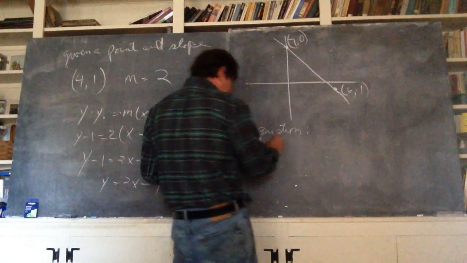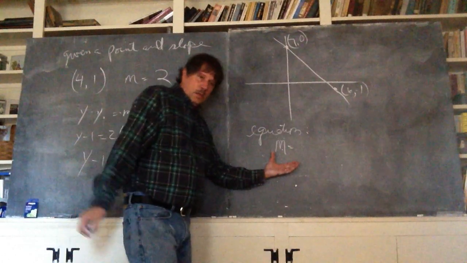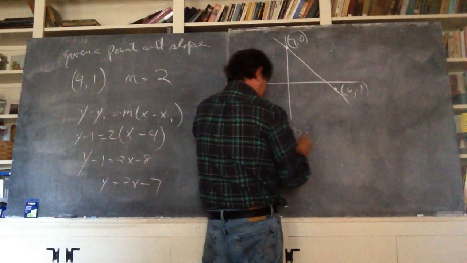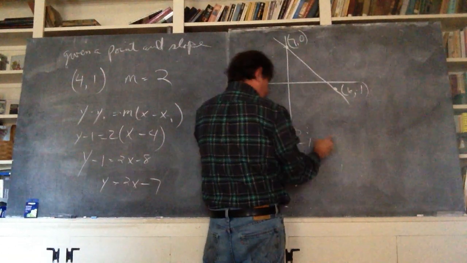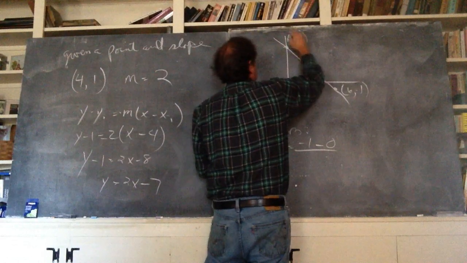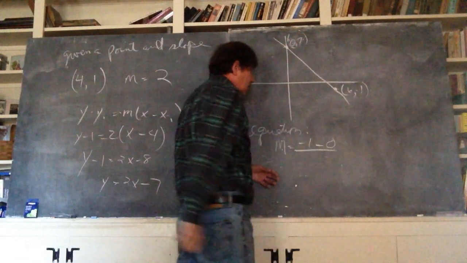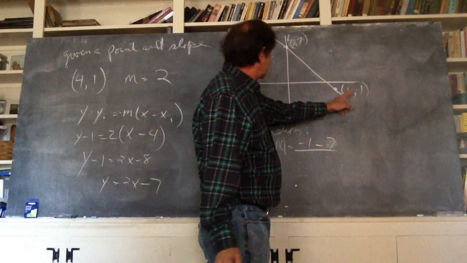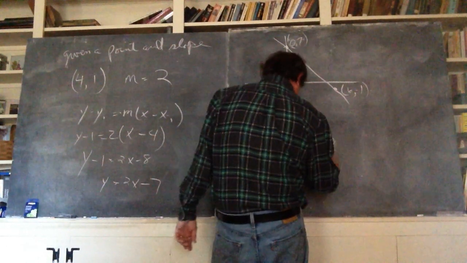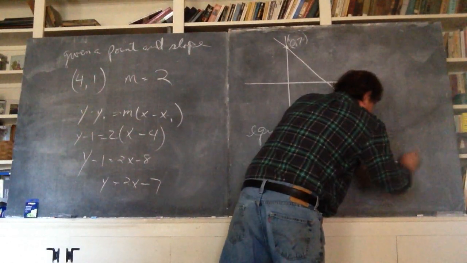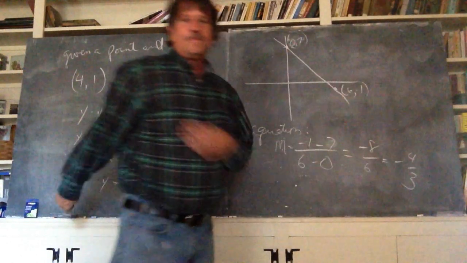Well, first off, we need a slope. Slope is, well, change in y's over change in x's. Negative 1 minus 7, and then change in x's, 6 minus 0. Negative 8 over 6. Yeah, that's right. It is negative 4/3. There's the slope.